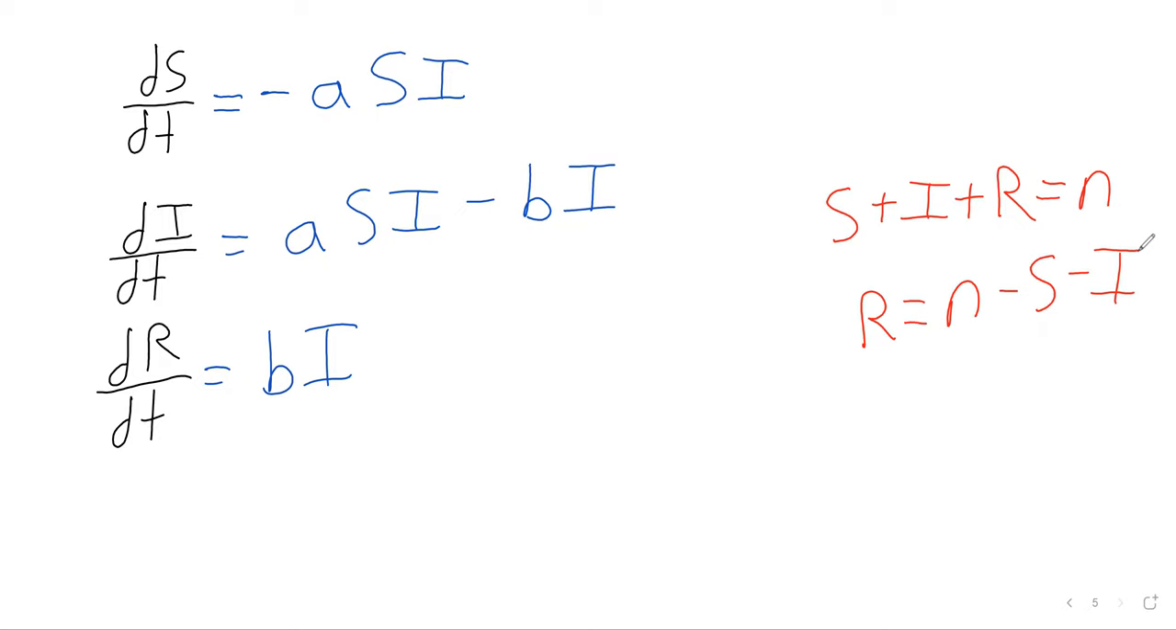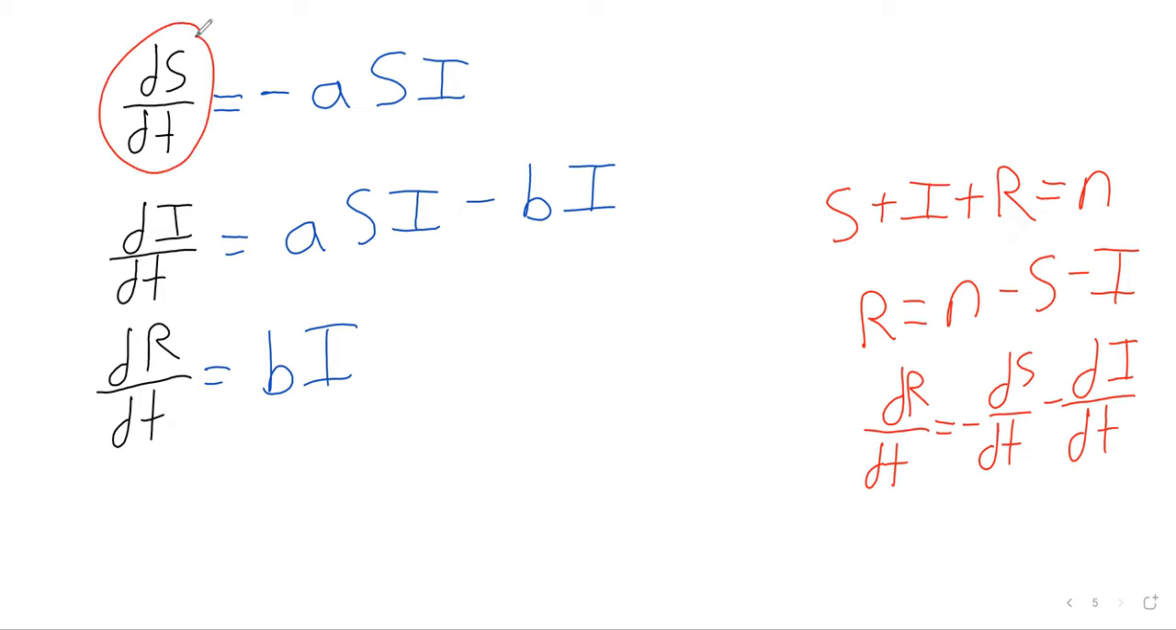And performing just a little calculus, dR/dt equals negative dS/dt minus dI/dt. So if we could find dS and dI, we'd have dR as well. So we don't really need a dR equation. So you could get it down to this.